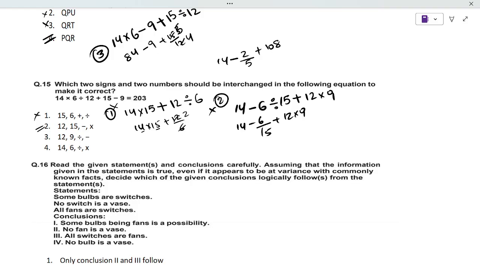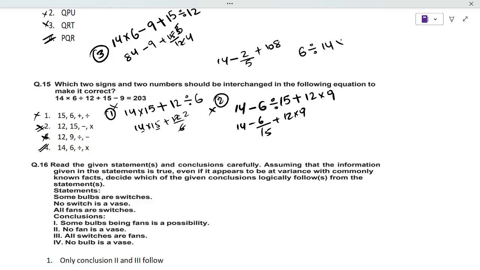Because 5 divided by 4 will give us 1 point something. Now we'll plus with 84 and we'll never get it. So this is also wrong. So this must be the right one, right? Let's check. 14 should be interchanged to 6. So 6 will come here. Multiplication becomes division, and 14 will be here.